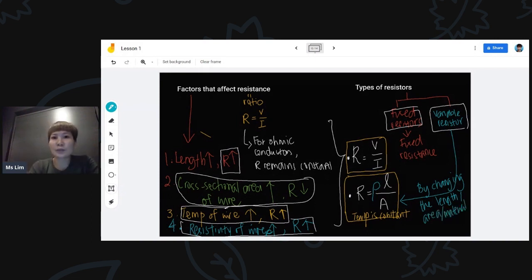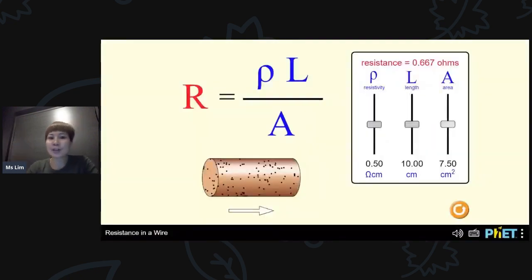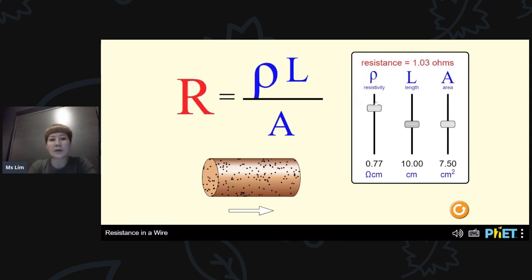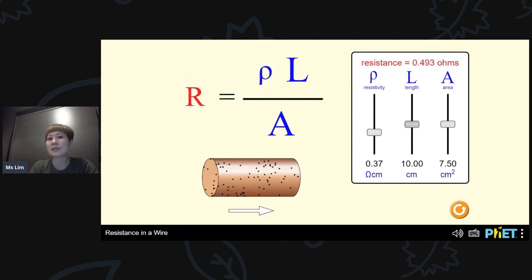So let me bring you to the relationship here. As mentioned, if temperature is constant, then the resistance of a conductor can be changed by changing the material, which is resistivity, making it longer, or making it thinner or thicker. Let's say we just change one of them. If I have something that is of a higher resistivity, you realize that the material provides a higher resistance. If I use another material of a lower resistivity, the resistance is naturally smaller.